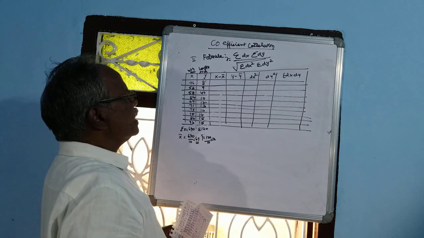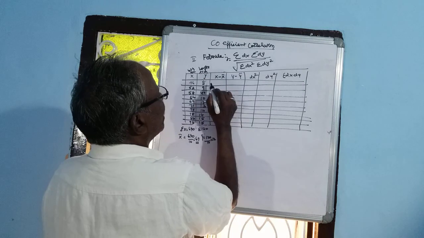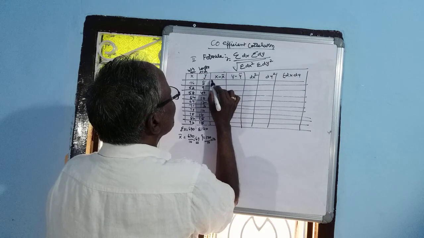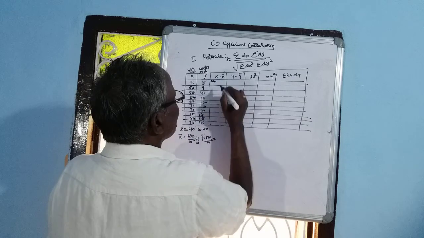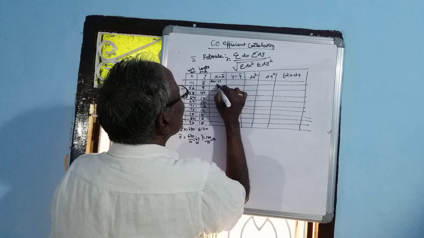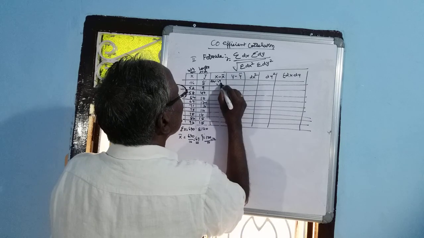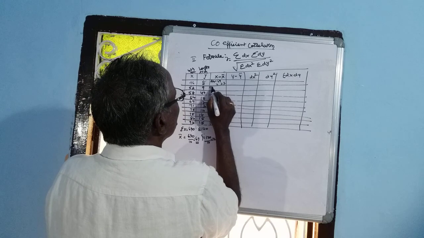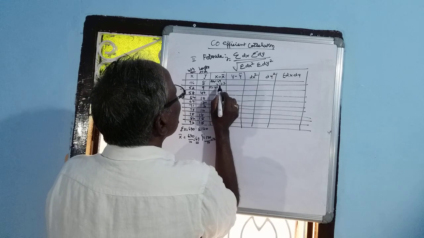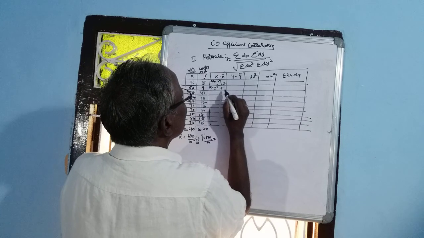Now x minus x dash. What is x? X is the observed data. X is 46 minus 69, which is equal to minus 23. Similarly, 52 minus 69 is equal to minus 17.